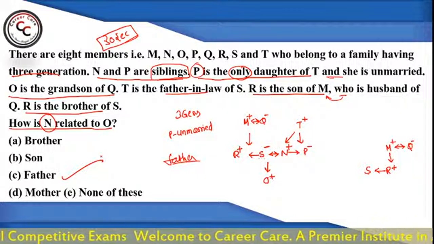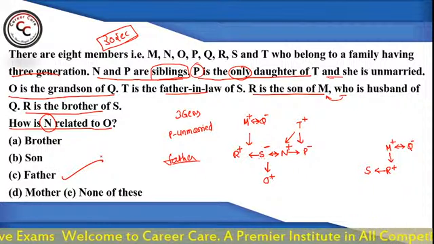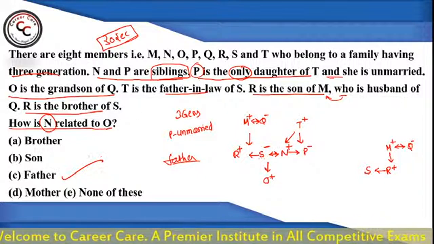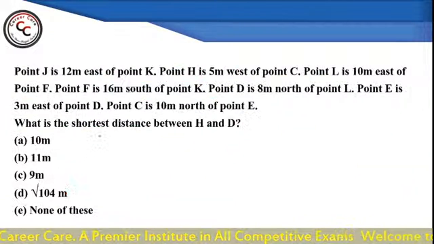Balu, option B, son? Reverse. O is son of N, but N will be father of O. Simple. So make sure that it is related to O. Always in reasoning, reverse. So in reasoning it is always reverse, not forward.